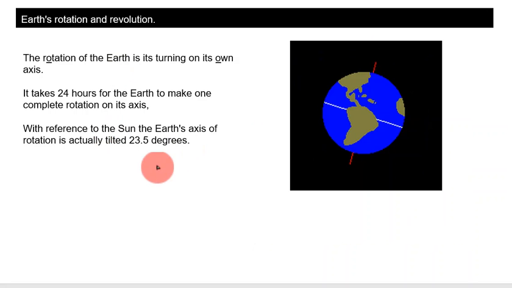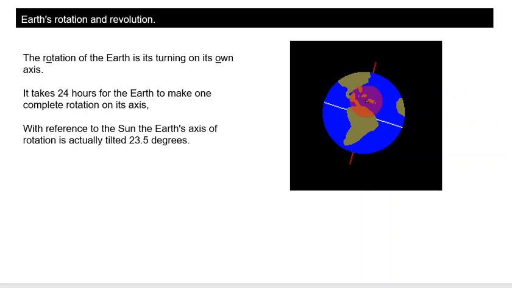Now, the Earth rotates 24 hours on its own axis, and with reference to the Sun, the Earth's axis of rotation is actually tilted at 23.5 degrees. So this is the Earth, and then this is the axis here. And you can see that there's a slight tilt on the Earth. So imagine this red dot here is the Sun. With reference to the Sun, the Earth's axis of rotation is tilted at 23.5 degrees. So it's slightly tilted in relation to it facing the Sun.